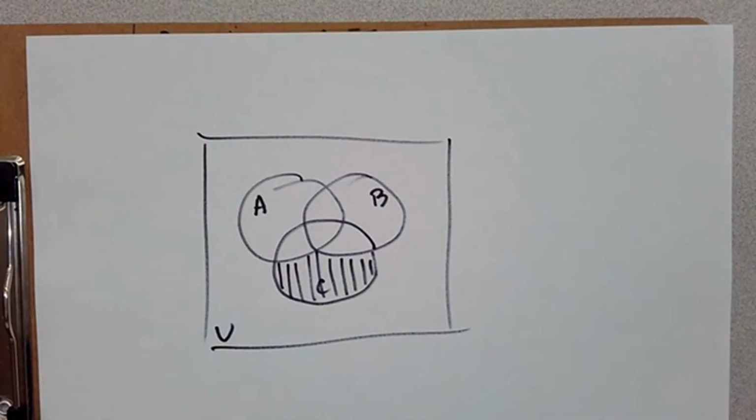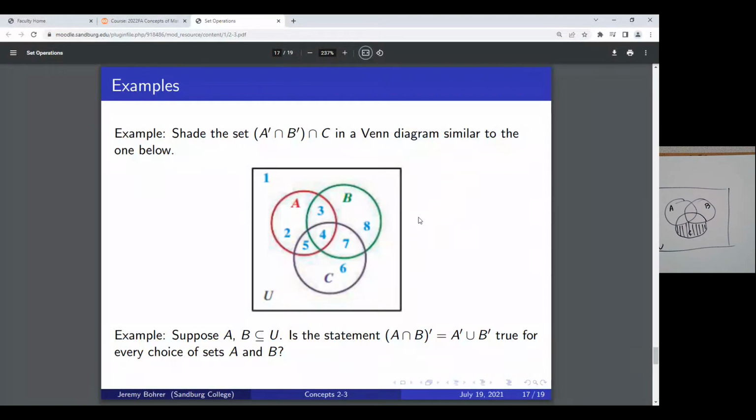The other question we were asked on this page: suppose A and B are subsets of U. Is the statement A intersect B complement is equal to A complement union B complement true for every choice of sets A and B? So let's take a look at that one.